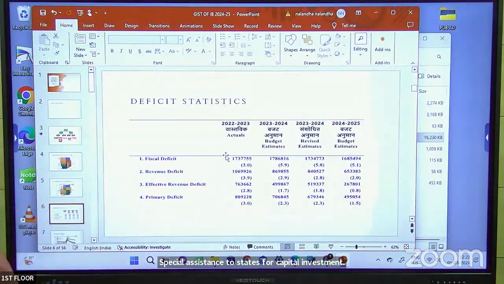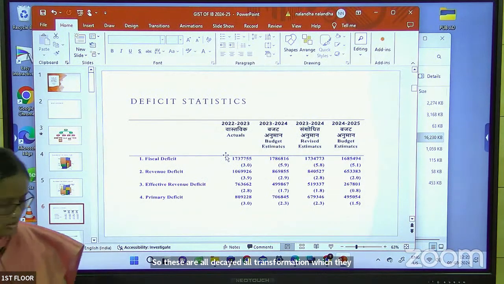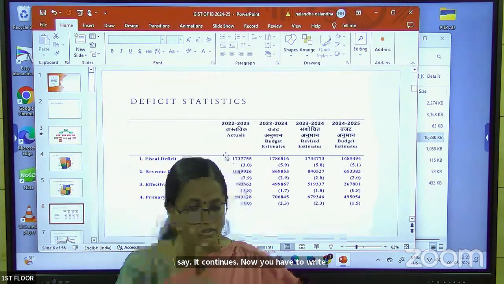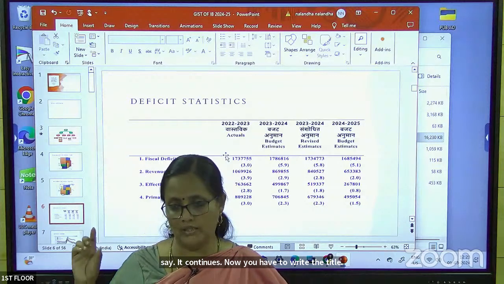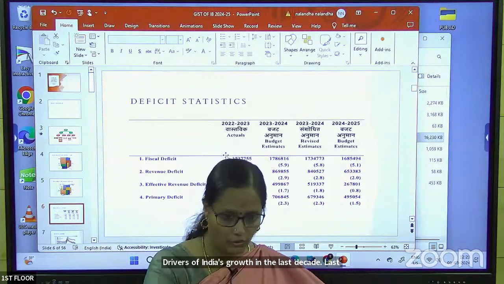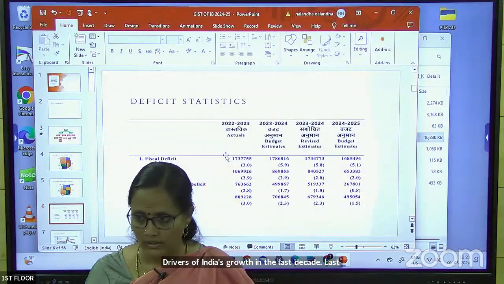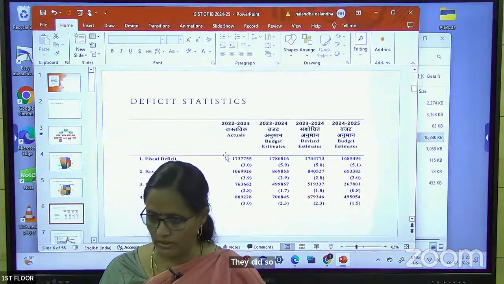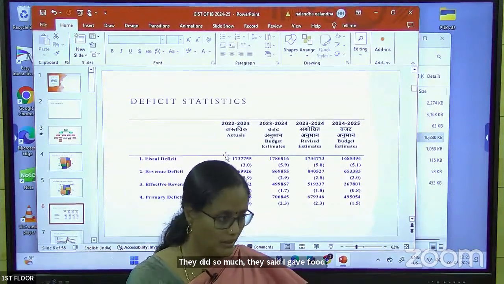So these are all decadal transformations, as they say. It continues. Now you have to write the title, Drivers of India's Growth in the Last Decade. Last decade again means you have to start from the period 2014 till now. They did some achievements: Garib Kalyan Yojana, women assistance, state assistance, everything is done.